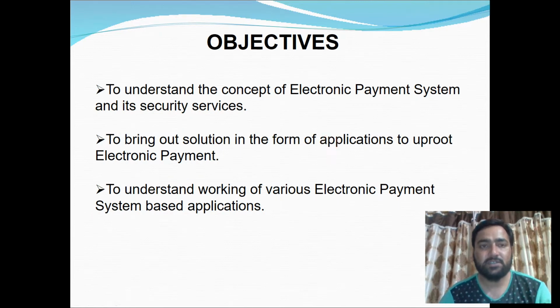So the basic objectives are to understand the concept of electronic payment system and its security services, to bring out solutions in the form of applications to uproot electronic payment, and to understand the working of various electronic payment system based applications. So let's proceed.